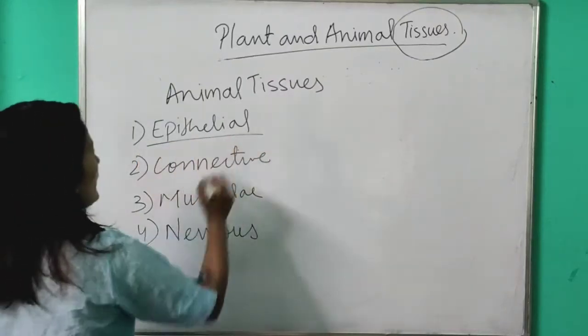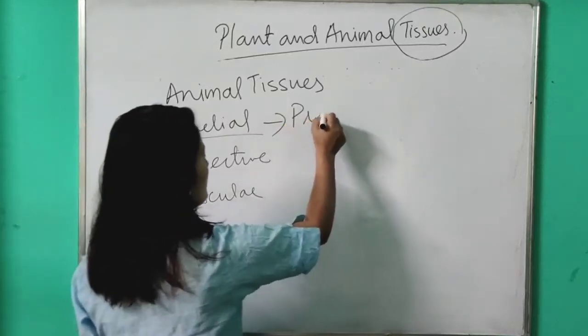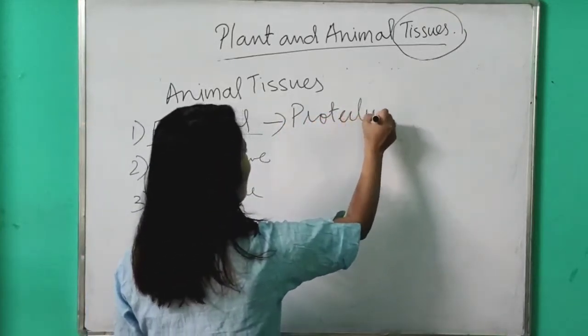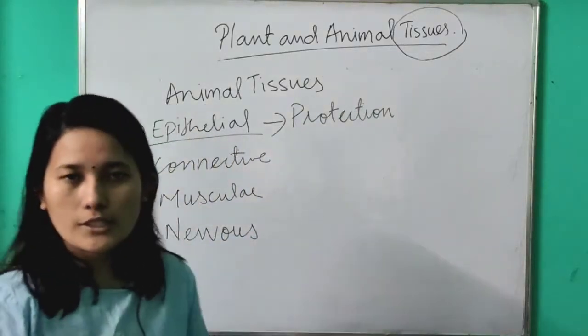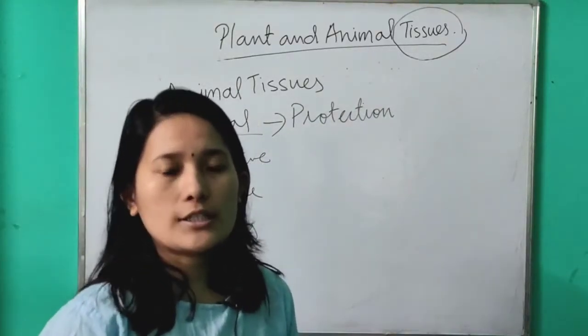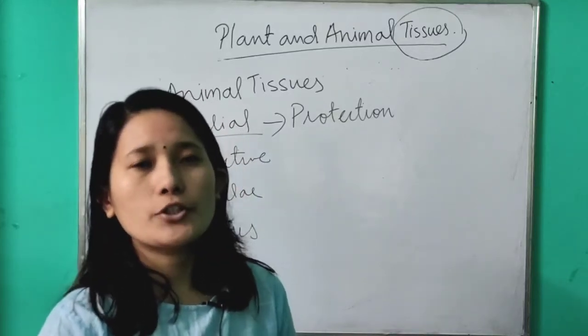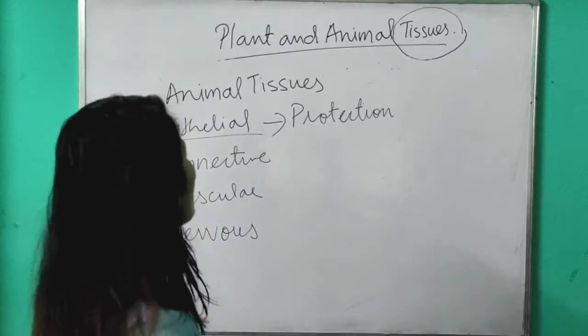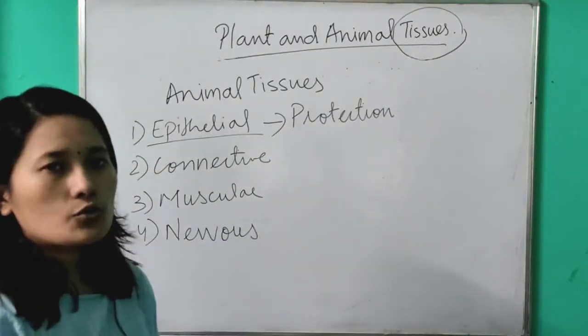Now first, the epithelial tissue. The function of this tissue is protection. Like I told you, your skin is also made up of epithelial tissue. All the hollow cavities in your body, the inner lining of the intestine, stomach, alimentary canal, then the respiratory tract, all of it is made up of epithelial tissue, and their function is to protect those organs.